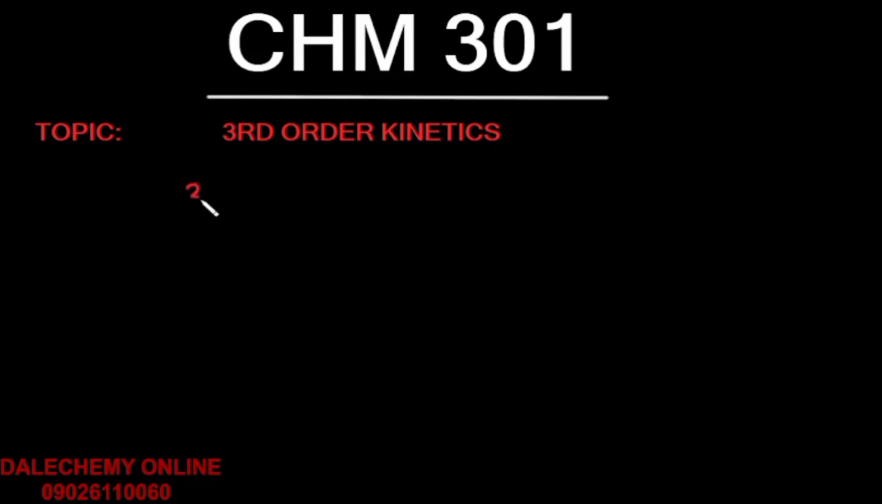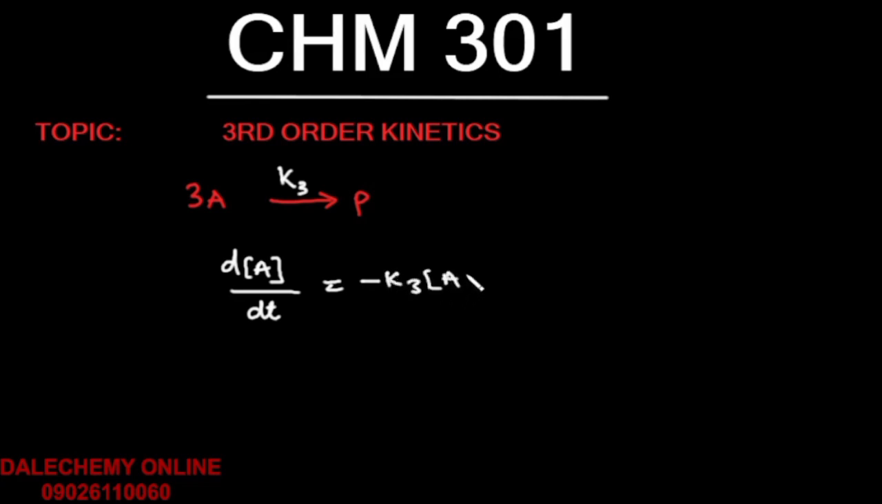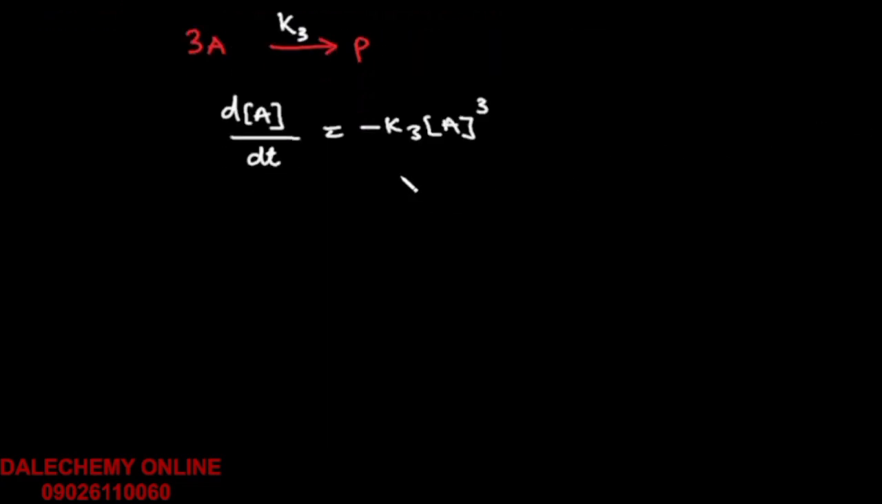So we have 3A to give product, and the rate constant will be k sub 3. So we're going to have the differential rate law to be dA over dt equal to minus k3 times the concentration of A raised to power 3. So this is the differential rate law for this.